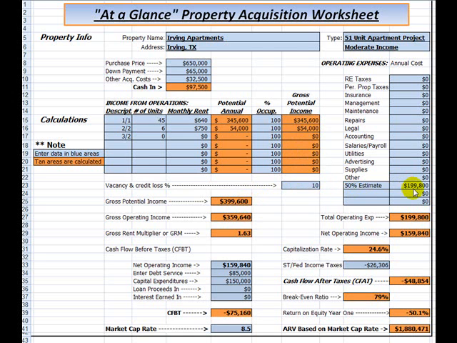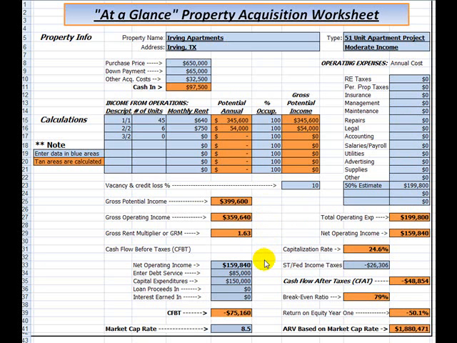So in essence, you're looking at taking the gross potential income, subtracting the operating expenses from that, and it gives you a net operating income of $159,000. You plug in the numbers in the blue, the calculations are done for you, and it gets you a net operating income of $159,000.